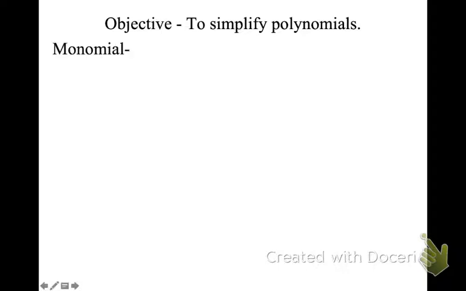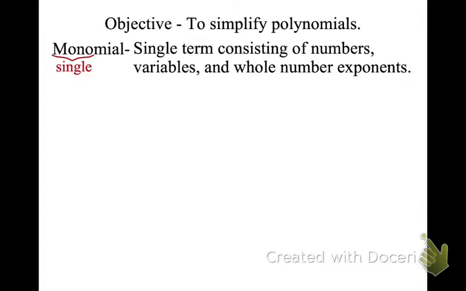Okay, so we've talked about a monomial. That means one term, a single term consisting of numbers, variables, and/or whole number exponents. So for it to be a monomial, it has to have whole number exponents. We talked about 7x squared, 3m, 10ab squared c. It's numbers and/or variables tied together by multiplication. These are all monomials.